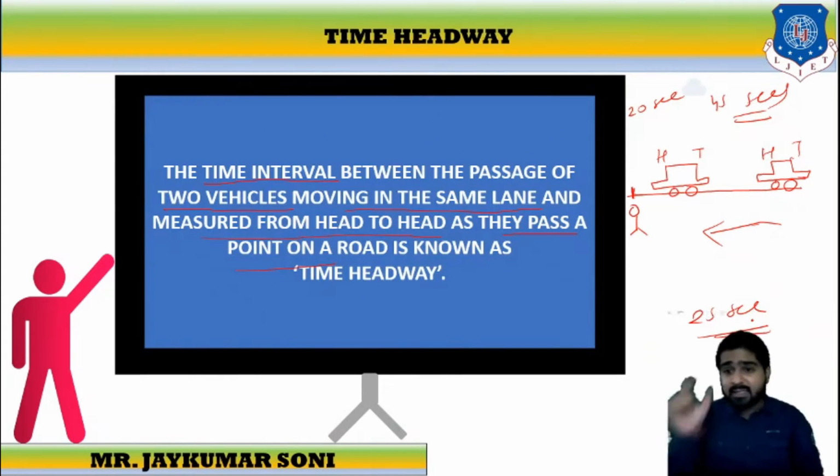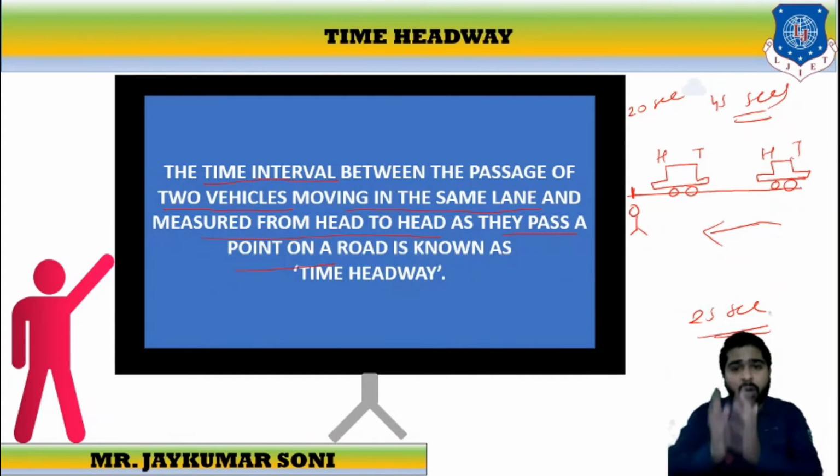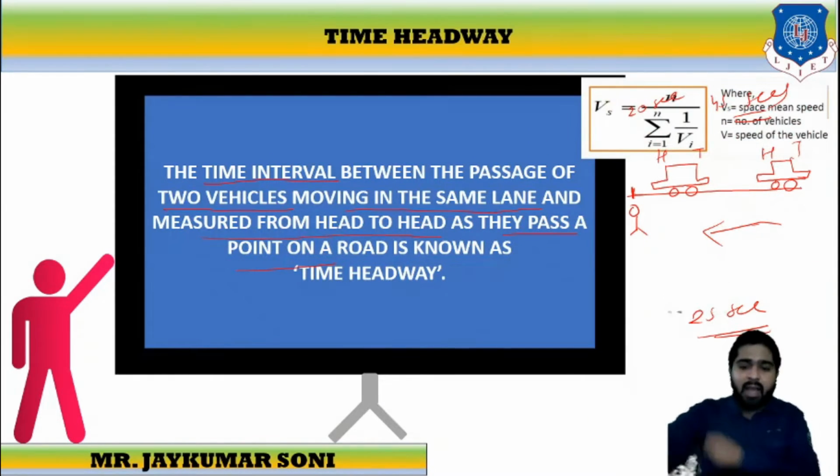So ultimately, it is the time interval between the passage of two vehicles moving in the same lane, measured from head to head as they pass a specific point on the road. This is called time headway. So here we have discussed the time-related thing. This is how you can understand the concept, and the equation of this particular time headway is this.